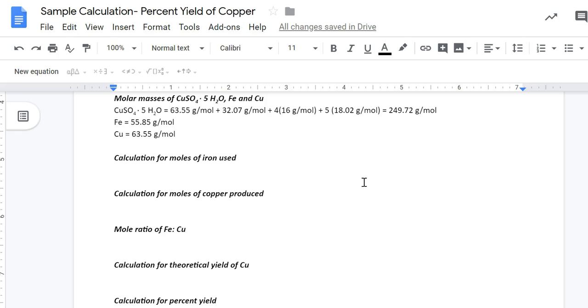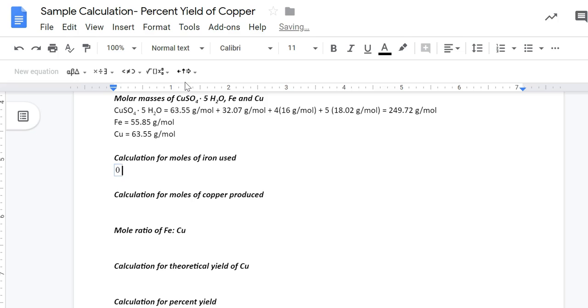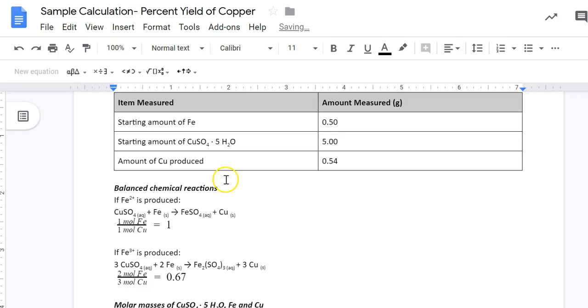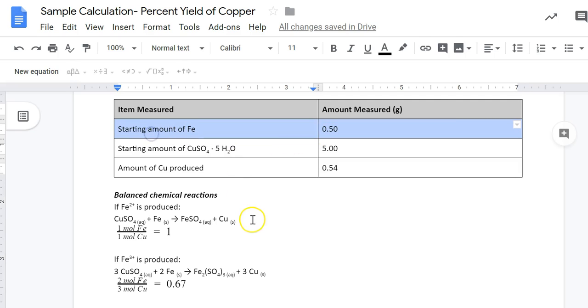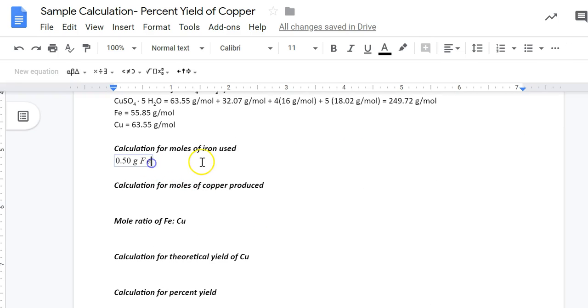Alright, the next calculation we need are the calculations for the moles of iron used and the moles of copper produced. So to do this, again, we're going to click on New Equation. And we started this lab with 0.50 grams of iron. And if we want to calculate moles, we are going to divide by the molar mass.